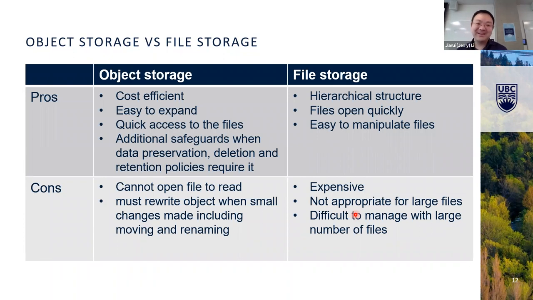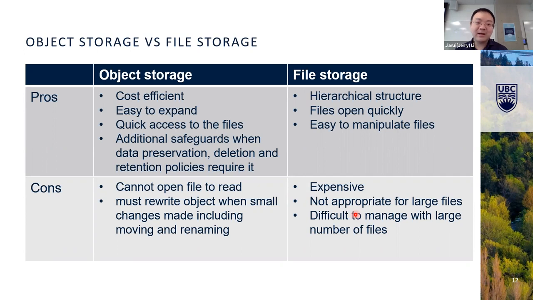It's more efficient and it's easy to expand, because if you want to expand the library, you need to build a new building, and you need to consider that it won't affect the previous building structure. But in object storage, you just get a new warehouse and put it beside. So it's easy to expand, and you have quick access to files because it has a big index sheet. You can quickly get the ID and get the file. And it has additional safeguards when data preservation, deletion, and retention policies are required.